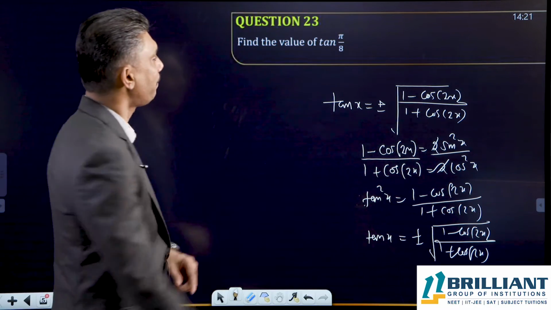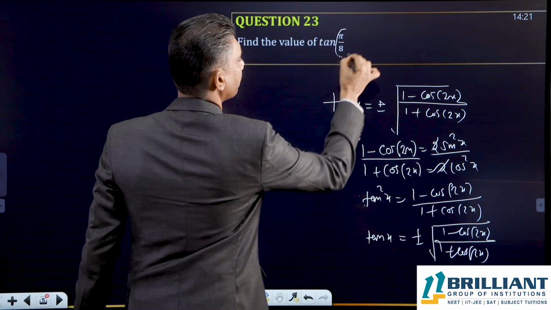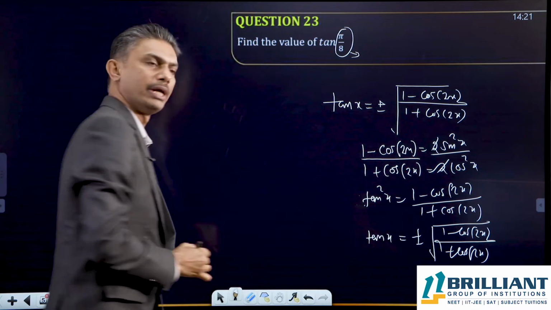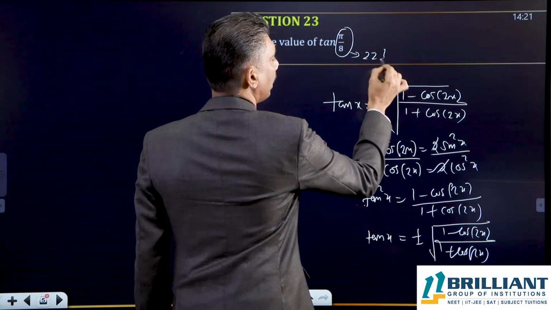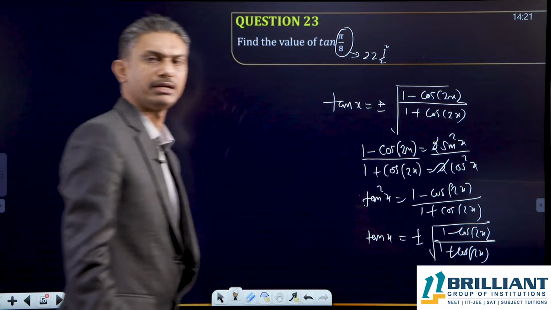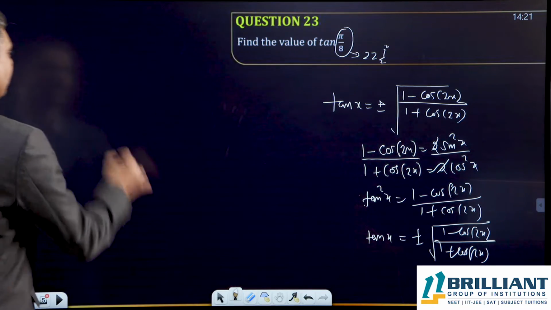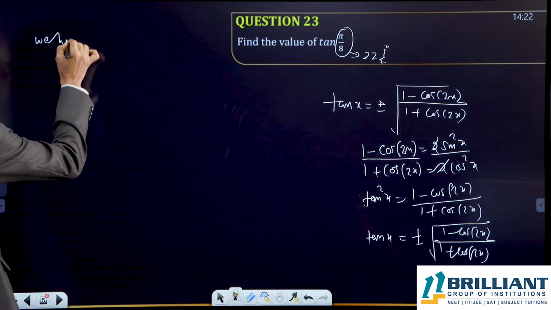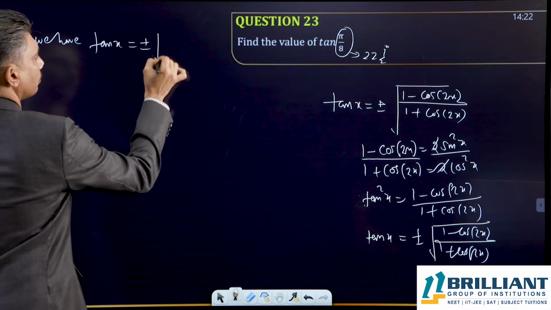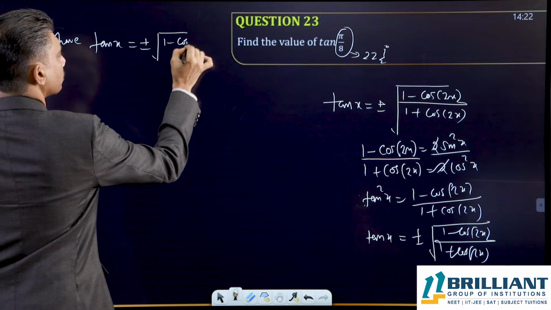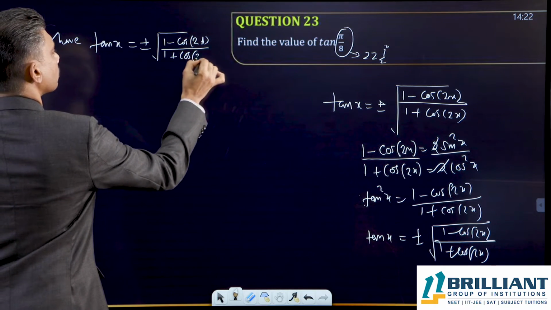So, tan x, you know, pi by 8. Pi by 8 is an angle in which quadrant? Pi means 180, by 8, it will be 22.5. It's an angle of 22.5 degrees. So, this will be an angle in the first quadrant. You know, of course, tan in the first quadrant will be positive. So, we have tan x is equal to plus or minus root of 1 minus cos 2a by 1 plus cos 2a.